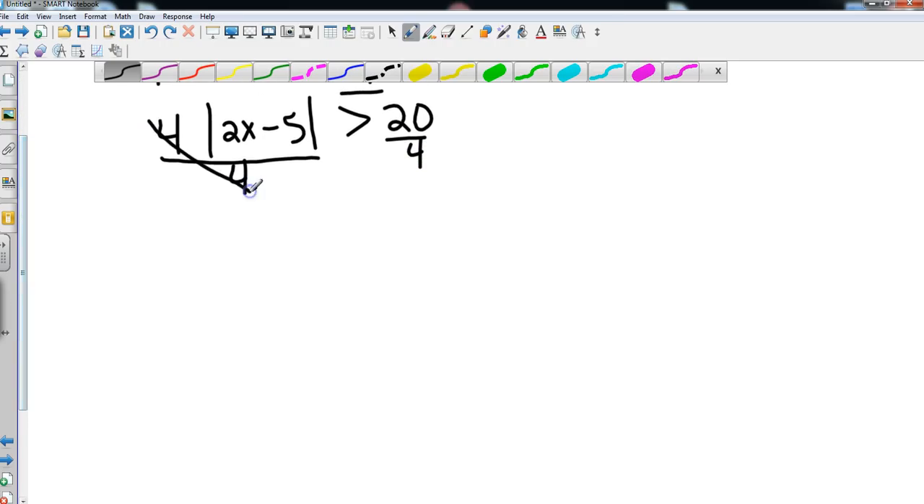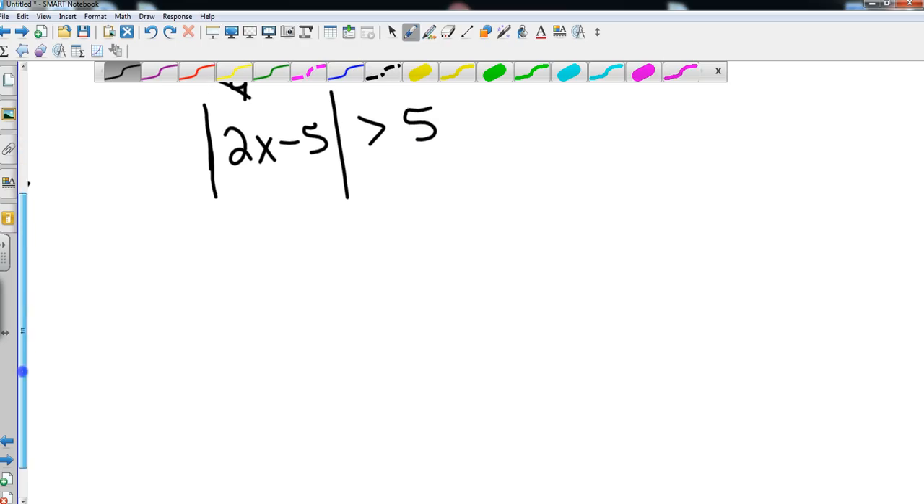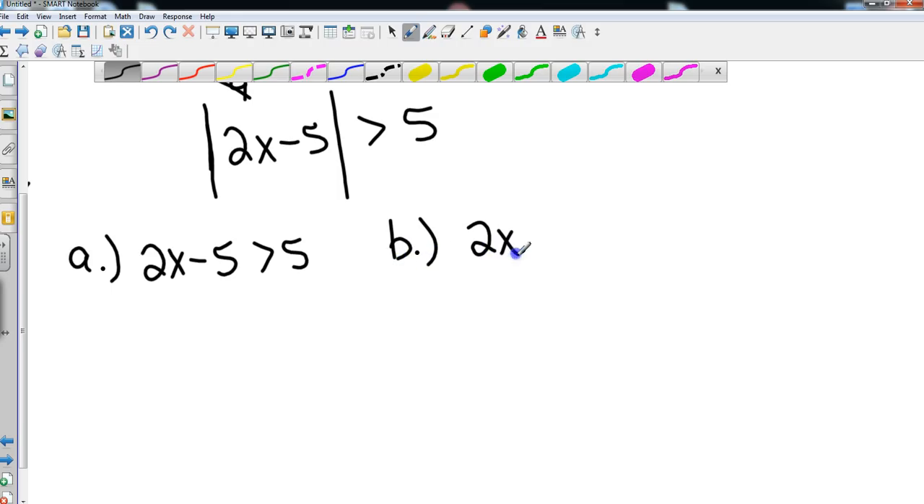Those 4's are going to cancel. So that leaves me the absolute value of 2x minus 5. I need to make that a little bit bigger so it doesn't look like a 12. Is greater than 5. So at this point, we are going to set up our two equations. 2x minus 5 is greater than 5. And then our second equation, 2x minus 5, remember to flip the sign, because now that's a negative 5. I had to multiply it by negative 1.